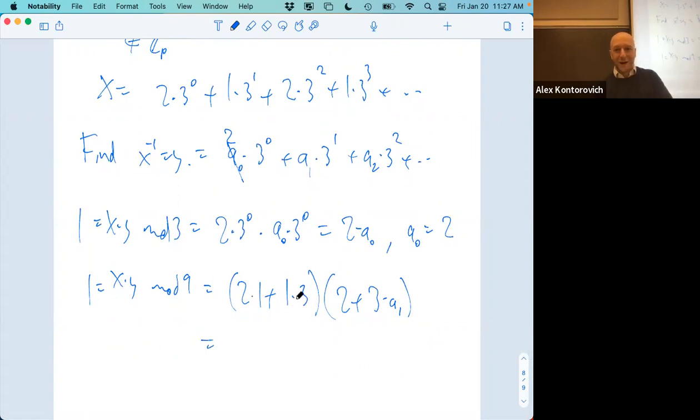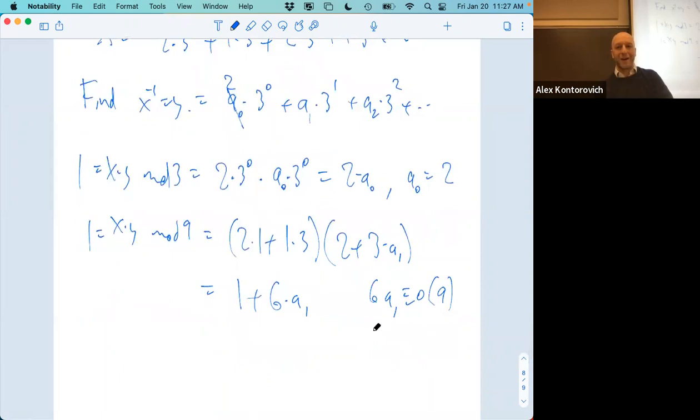So this is 5. 5 times 2 is 10, which is 1 mod 9. That's good. And this is 5 times 3 is 15. Mod 9 is 6. 6a1 is 1 mod 9. So a1 had better be, if I subtract 1 from both sides, now I have 6a1 is 0 mod 9. If I divide by 3, I get 2a1 is 0 mod 3. A1 had better be 0. Everybody see that? So A1 is 0.